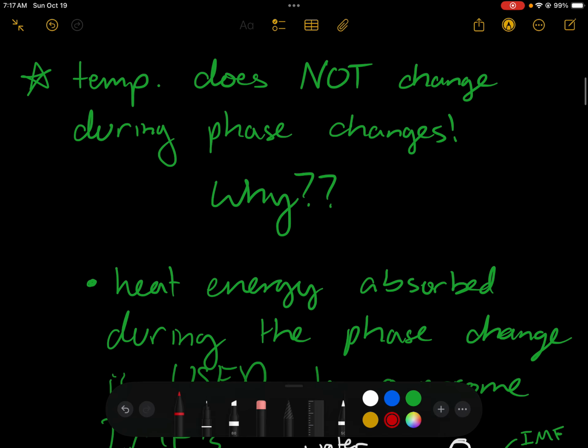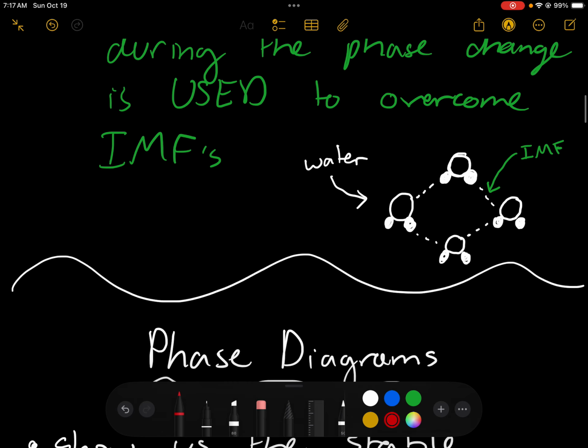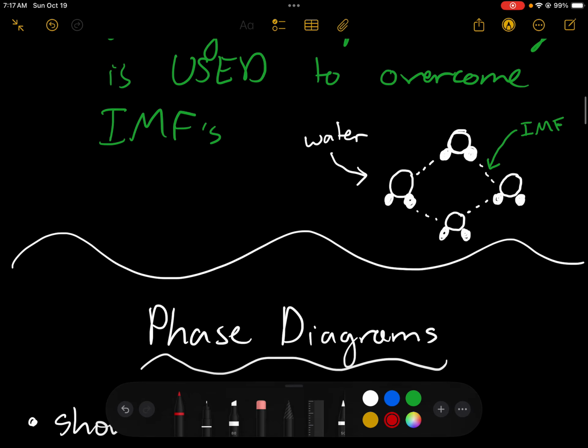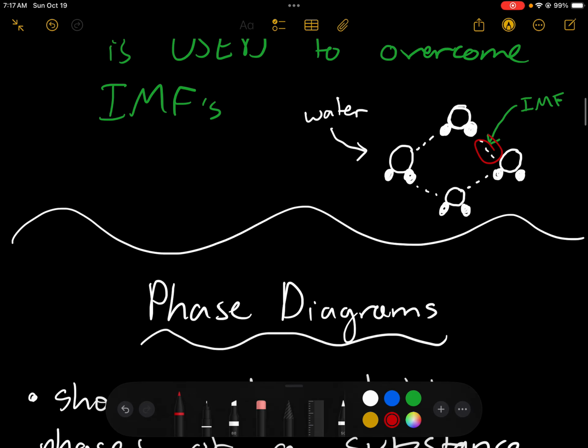All right. Once again, I just want to reiterate, temperature does not change during a phase change, and it seems weird. However, there is a reason for that, and it's because of those IMFs, as I referenced earlier, that are breaking during our phase changes.